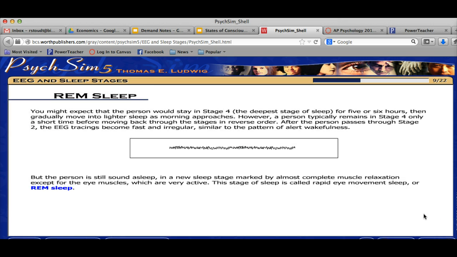Okay, REM sleep. It says you would expect a person to stay in stage 4 for 5 or 6 hours and then gradually move into a lighter sleep as morning approaches. But a person actually remains in stage 4 only a short period of time before moving back through the stages in reverse order. After the person passes through stage 2, the EEG tracings become very fast and irregular. And this actually looks a lot closer to a beta wave, like when you were awake and alert. So this is REM sleep.